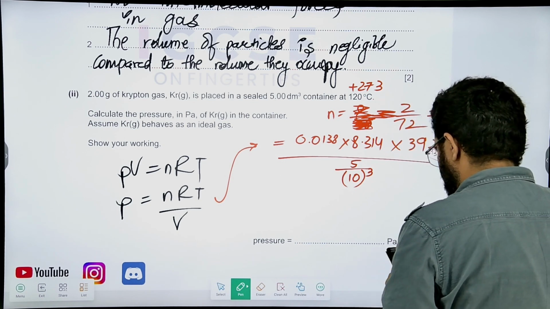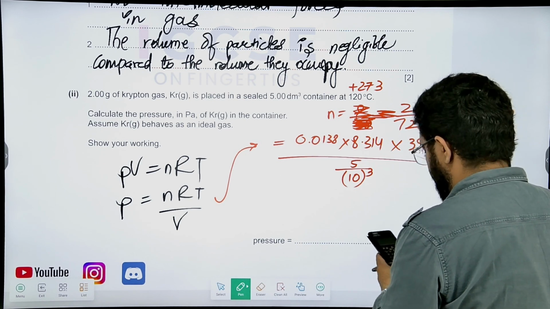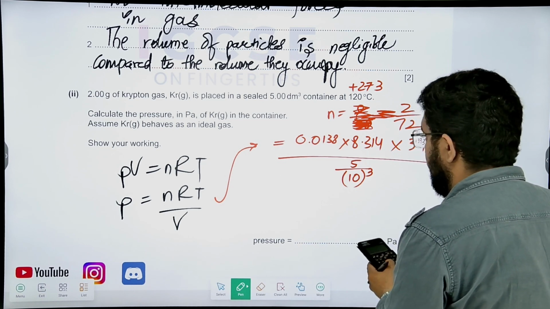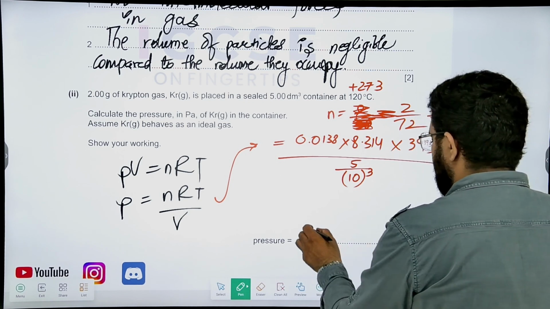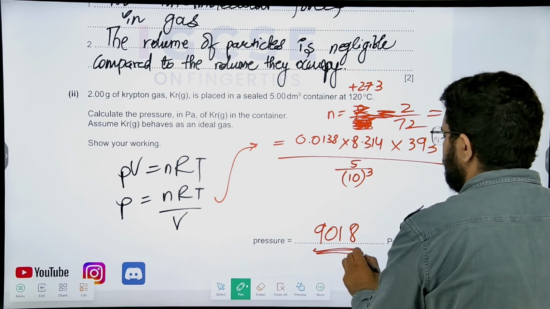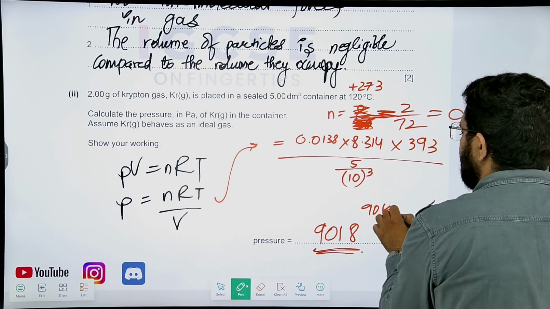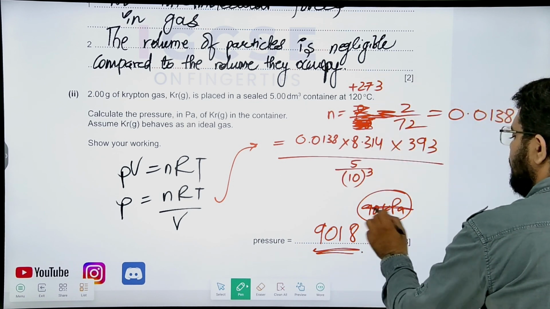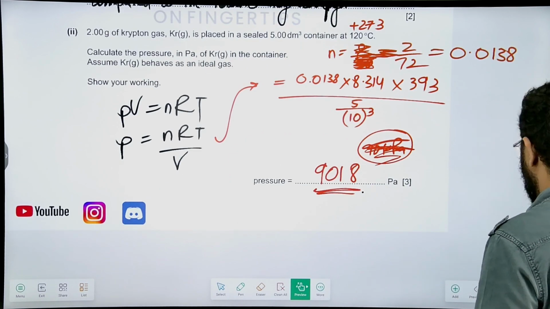So if I keep all of this in my calculator, 0.0138 multiplied by 8.314 multiplied by 393 divided by 5 upon 10 cube should give me 9018.02, right? So I will write 9018 or 9000 Pascal. Okay, I can write it as 90 kilopascal, which now makes sense. 90 kilopascal is the pressure, right? Because they have given in Pascal, you can write 9018 or you can round it off to 9000 Pascal.